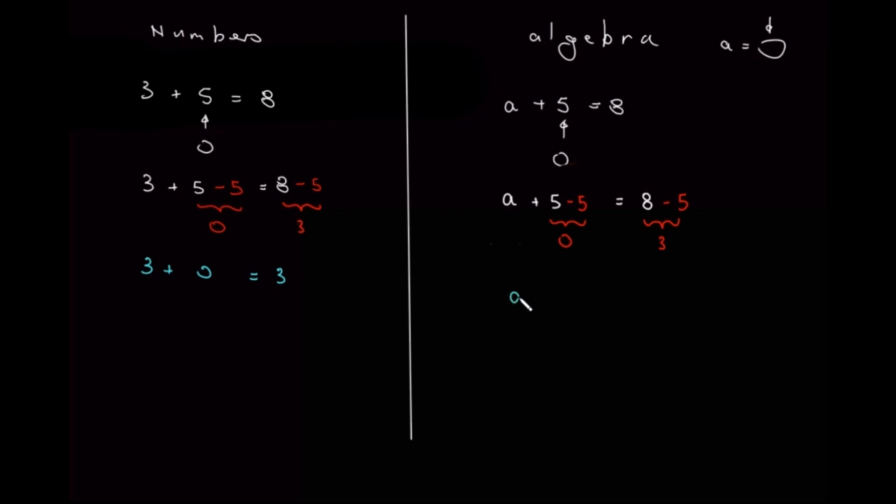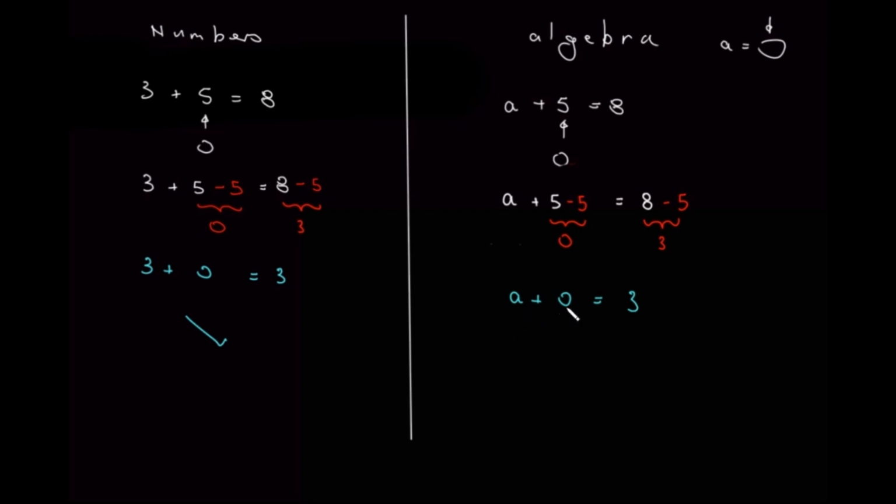A plus, this has become 0, equals 8 remove 5, which is 3. So we end up here, look, 3 equals 3. I've done exactly the same method on the left as I have on the right. This is true. 3 does have the same value as 3.